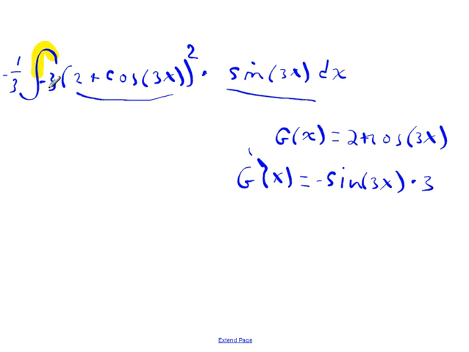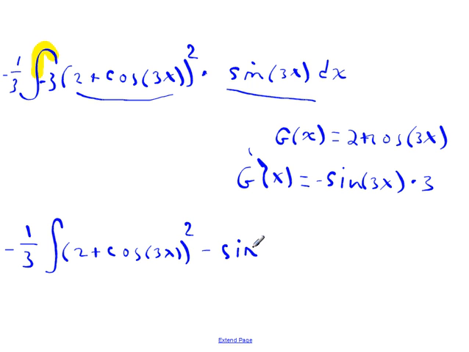So we're not changing its value. Negative 1/3 times negative 3 would get me 1 back. But what that allows me to do is write it as negative 1/3 times the integral. Now it's very clear that I've got the g prime of x. This is times negative sine of 3x times 3, so I just move that negative 3 down here, so it looks more like my g prime of x.